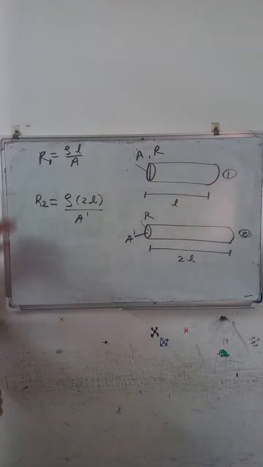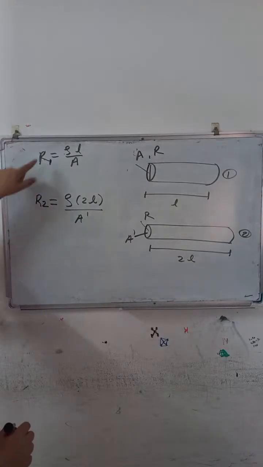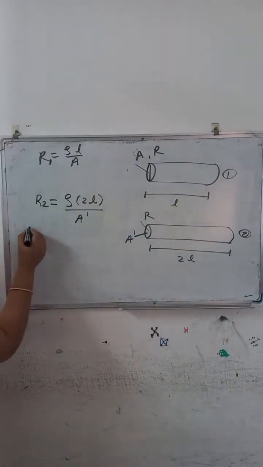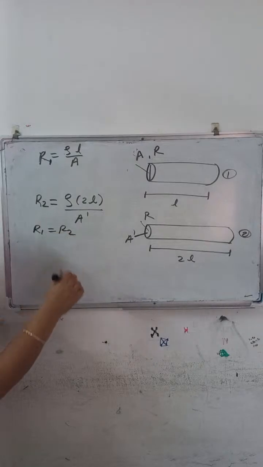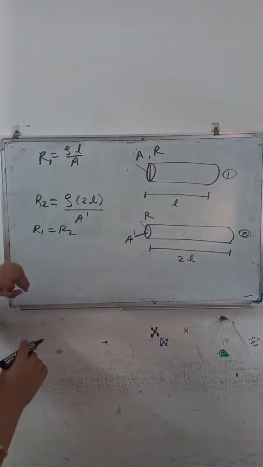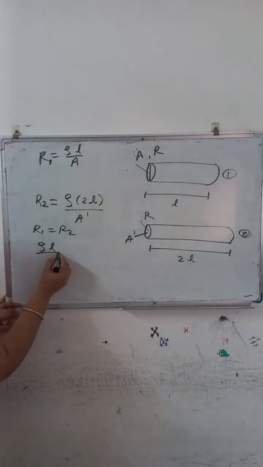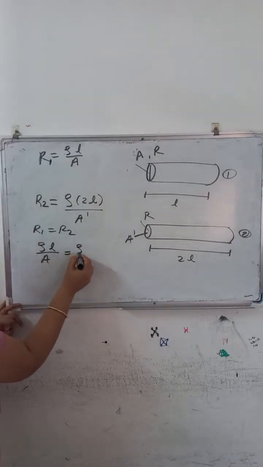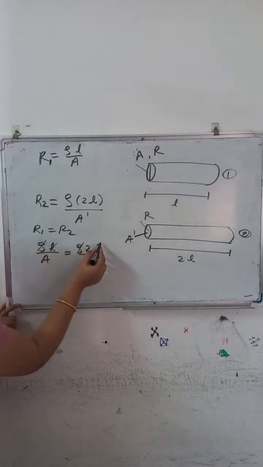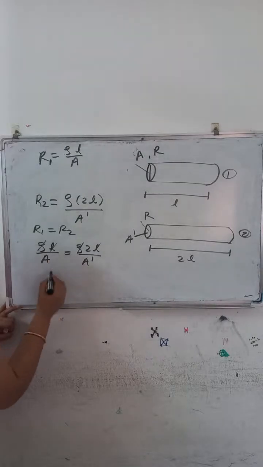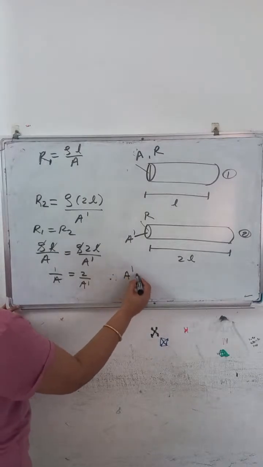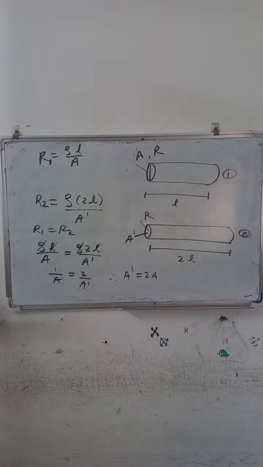Both have the same resistance, meaning here its resistance is R and this resistance is also R. So we can write R1 is equal to R2. This is given, I am not assuming; this is given in the statement. If they have the same resistance, then we can equate. So we can write rho L by A is equal to rho twice L divided by A dash. Rho gets cancelled, L gets cancelled. So 1 by A is equal to 2 by A dash. Therefore A dash is equal to twice of A. This is the answer.